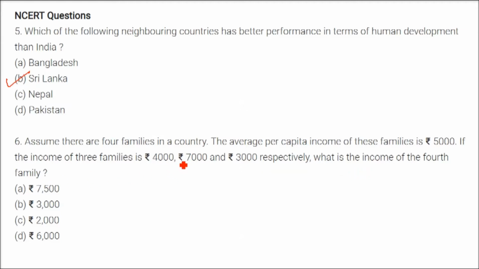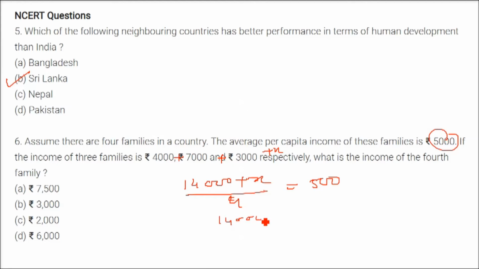So we just add them: 4,000 plus 7,000 plus 3,000 is going to be 14,000. Let us assume the 4th one is x. So 14,000 plus x divided by 4 is 5,000, which is the average. So 14,000 plus x equals 5,000 into 4, that is 20,000. So x will be equal to 6,000. This is the answer.